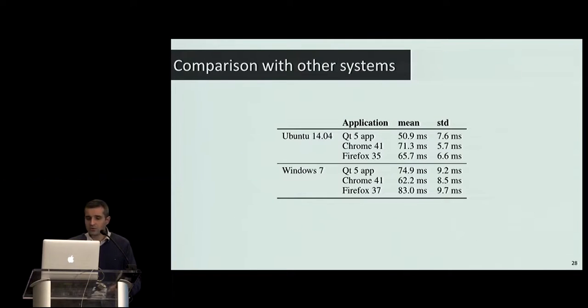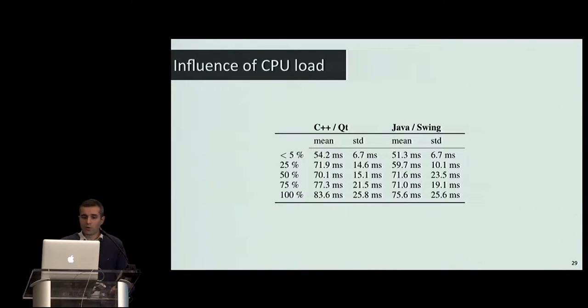We measured end-to-end latency on different operating systems and web browsers on the same machine. So all the details are in the paper. We also investigated how the system load can affect the latency using stress tests. And we show it increases the mean latency, but also the latency jitter. And again, we can show that because we can easily do repeated measures.